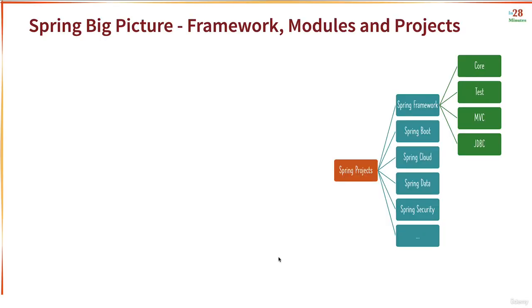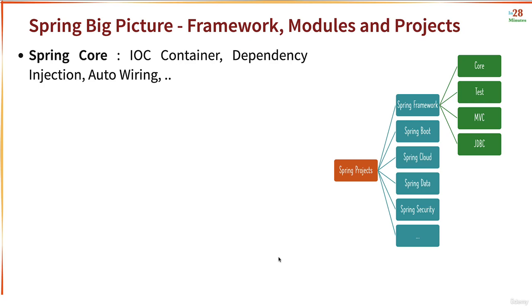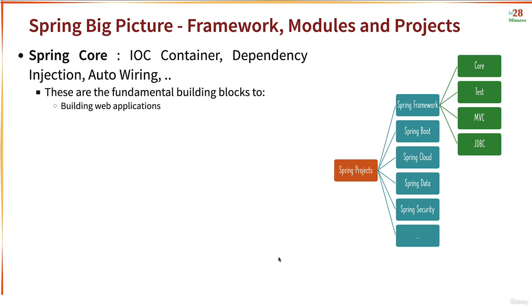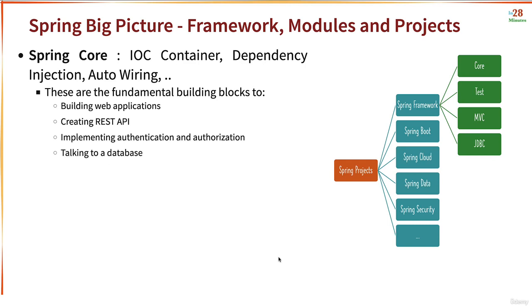Let me congratulate you on reaching a very important milestone in this course. Whatever we have been learning until now is what is called Spring Core. All the features we were looking at, IOC container, dependency injection, autowiring, are the fundamental building blocks whenever you want to build great web applications, create a REST API, implement authentication and authorization, talk to a database, integrate with other systems, or write great unit tests. All the concepts that you have learned until now will be really useful irrespective of what application you're going to build in the future.